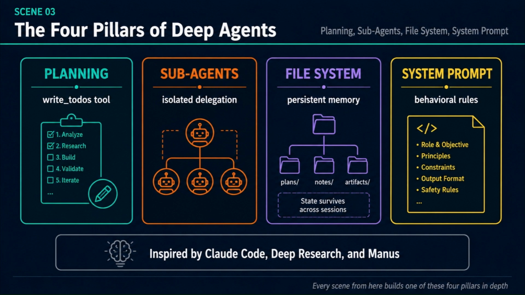The system prompt provides behavioral scaffolding: detailed, explicit instructions about workflow, tool use, and output format, rather than a generic role description. These 4 pillars are not independent add-ons bolted on separately. As we'll see in scene 14, they function together as one coordinated system. Over the next several scenes, we examine each pillar individually in depth with working code for every single one.